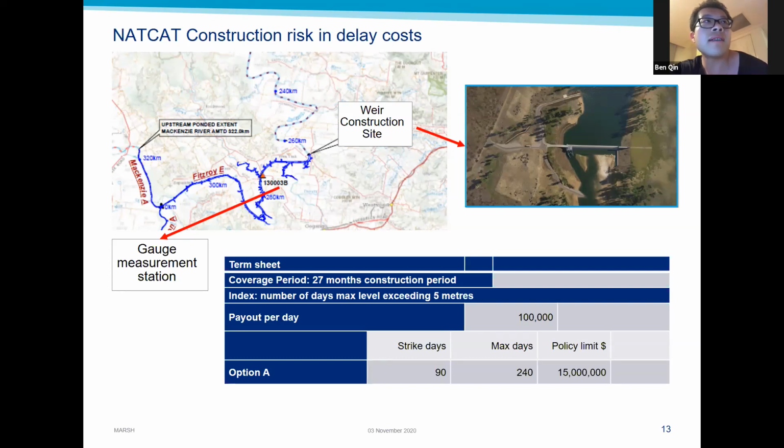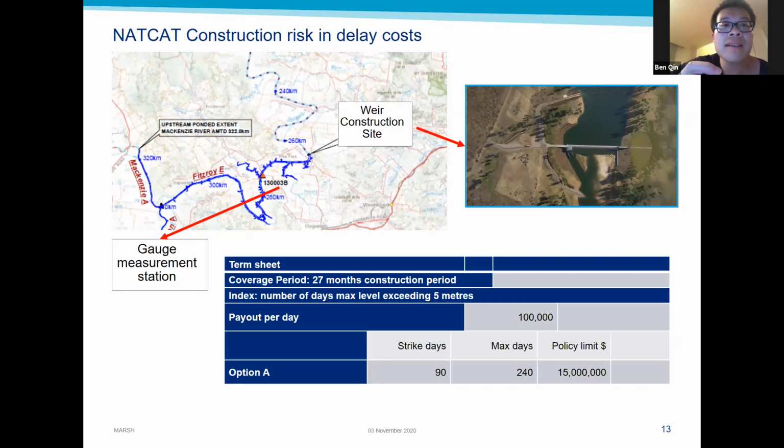And the longer the river gets inundated, and again, we're not talking about any damage, because inundation doesn't necessarily lead to damage. It just means that you simply cannot work. And history has proven that this river can be inundated for as long as 3 months or longer, right? So depending on whether it's a wet season or not. So we've been able to structure this cover in a parametric sense.